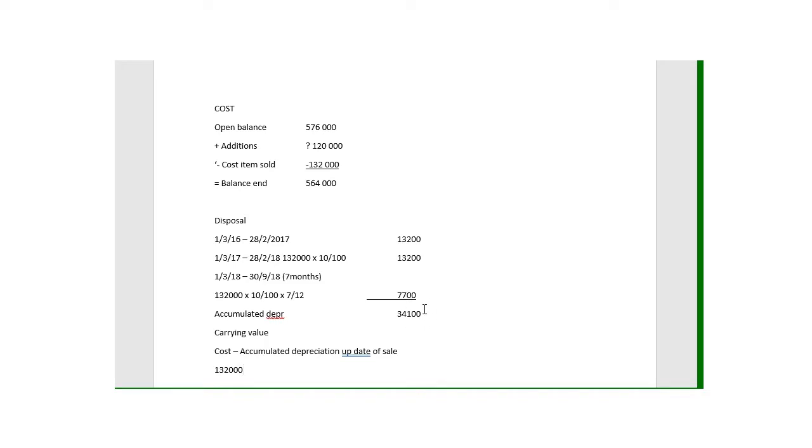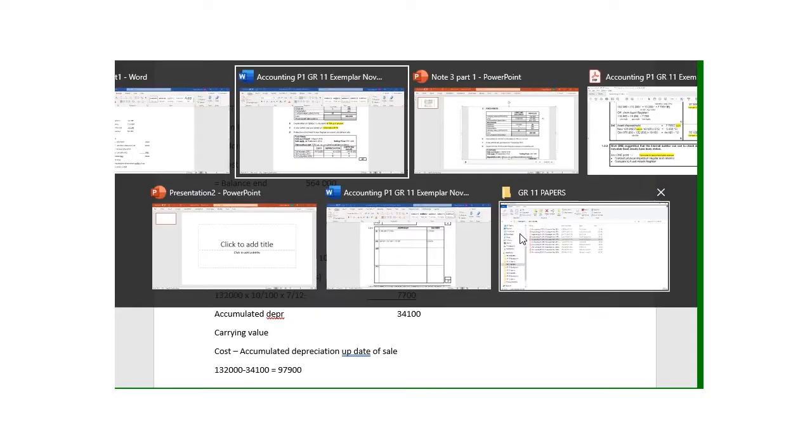It was in total up until the day that I sold it, the 30th of September. So it's from the day that I bought it till the day that I sold it. All of them together gave me 34,100. That gives me a carrying value of 97,900. So the amount of the assets of the disposals, 97,900. Let's just put them in.